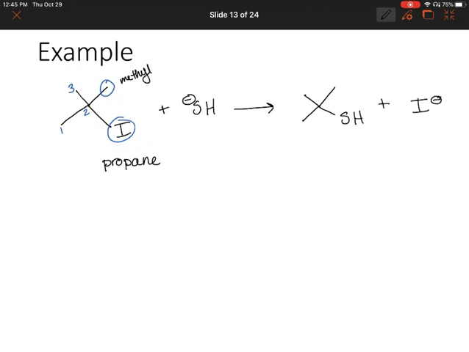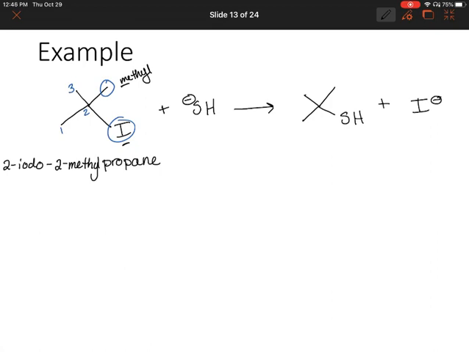All right, so which one would come first, methyl or iodine? Iodine, right? Because I comes before M in the alphabet. Now, they're both on carbon 2, so we would write 2-iodo-2-methylpropane. Okay.